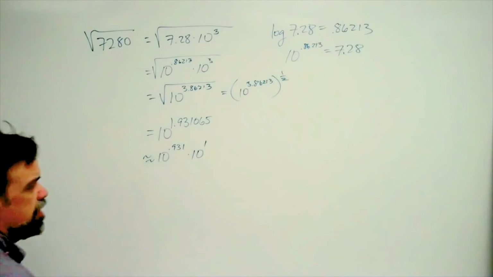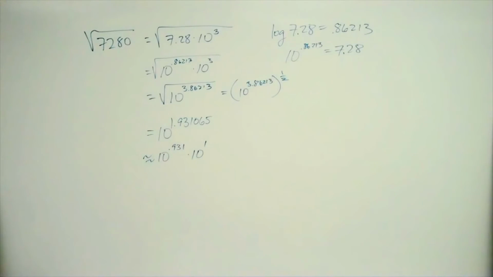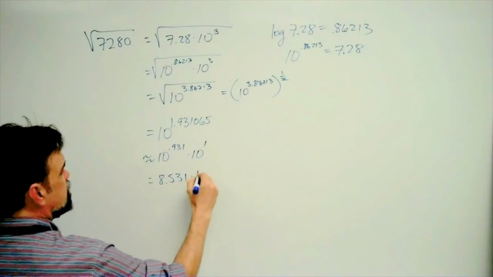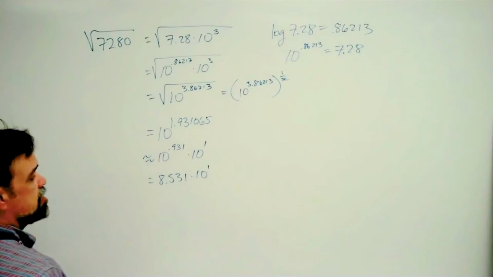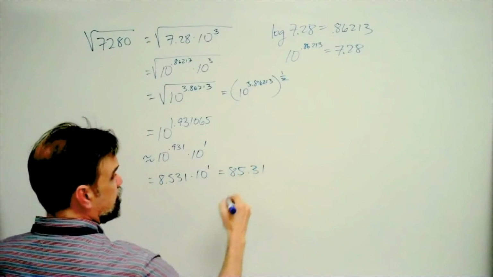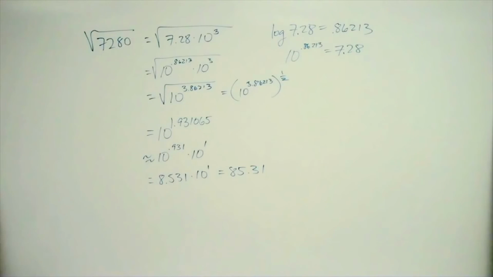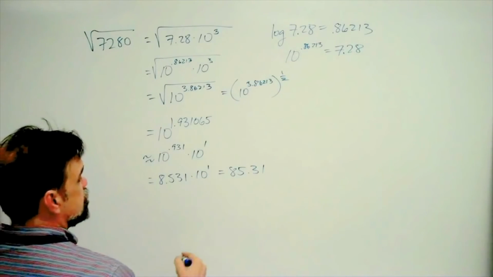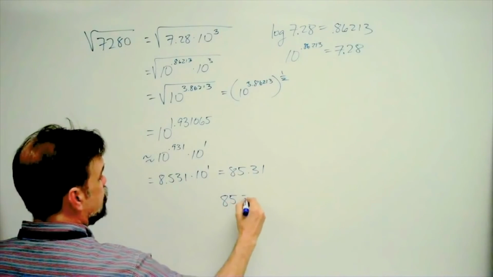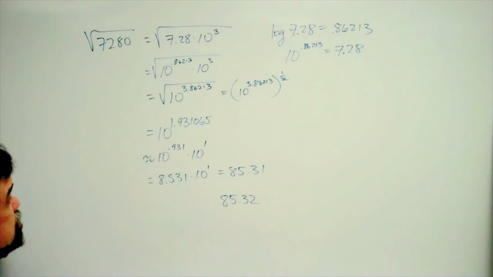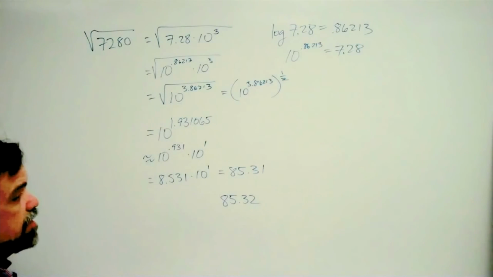And 10 to the 0.931, I find out that that is 8.531. So 8.531 times 10 to the 1. So there's my answer in scientific notation, and that is, of course, 85.31. Okay? If you grab a calculator and you take the square root of 7,280, what you're going to find is 85.32. That's a pretty good estimate, given that all we used were two sheets of paper rather than a handheld calculator.